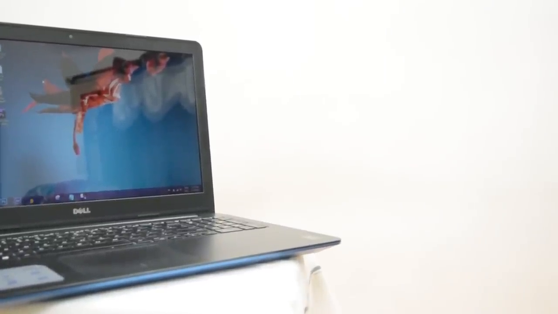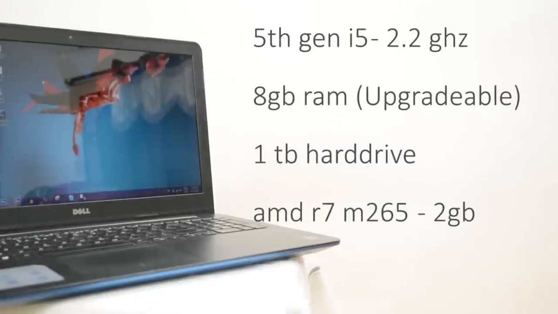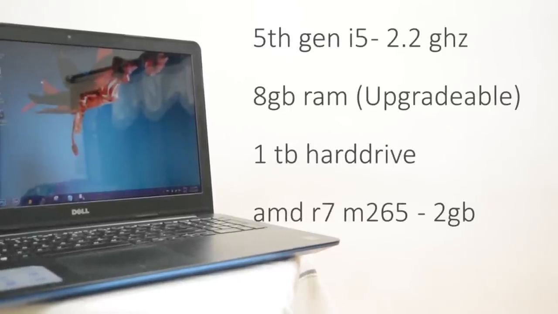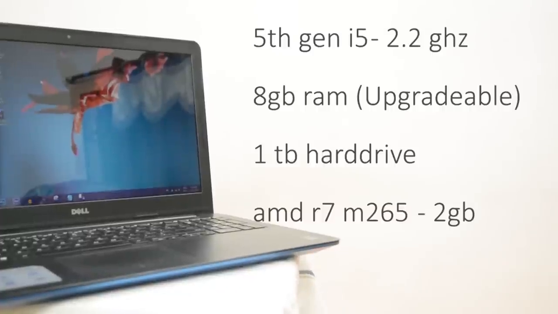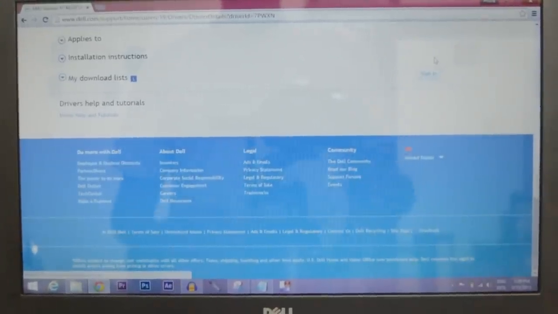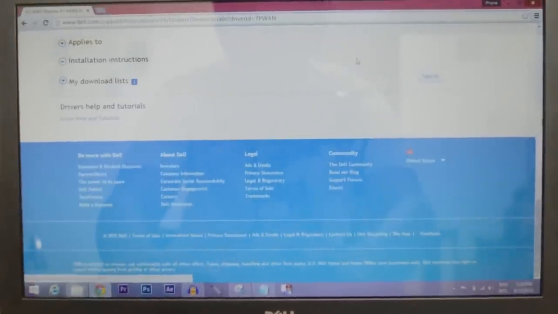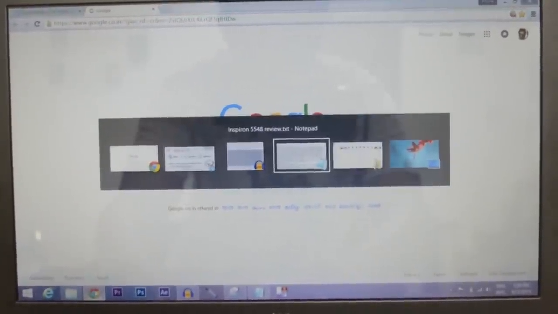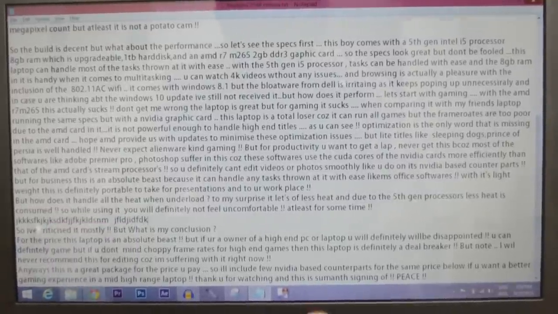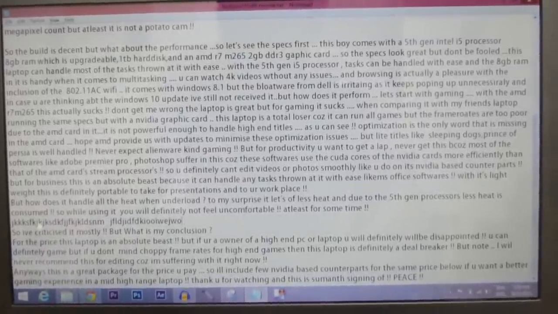So let's talk about the specs first. This boy comes with a 5th generation Intel i5 processor, 8GB of RAM which is upgradable, a 1TB hard disk and an AMD R7 M265, 2GB DDR3 graphics card. So the specs look great, but don't be fooled. This laptop can definitely handle most of the tasks thrown at it with ease. With the 5th generation i5 processor, tasks can be handled with ease and the 8GB of RAM is handy when it comes to multitasking.